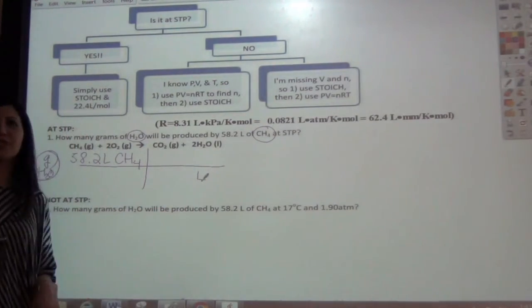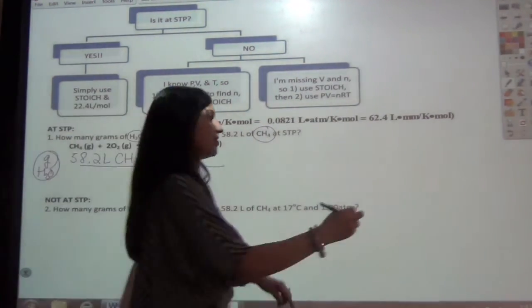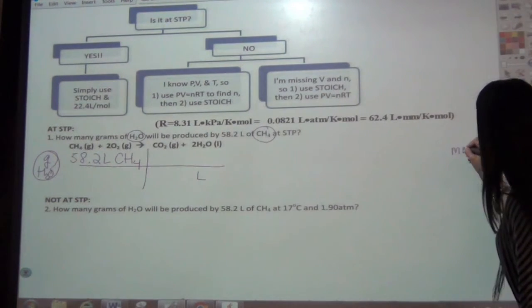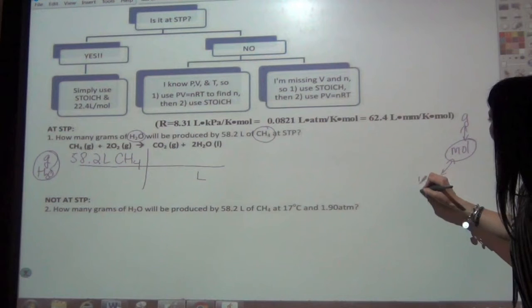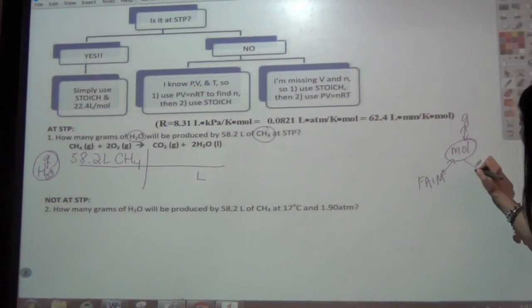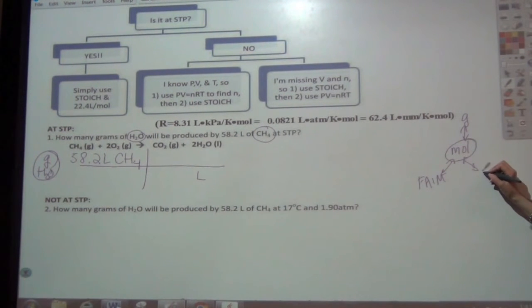Throw in a bridge, and I'm going to cross my units opposite. I've got liters. If you remember from the switch-it thing, moles were in the middle, up here we had grams, and down here we had the other. Do you remember what was down here on the right? Liters. Very good. And do you remember how many liters? 22.4, just like we said, liters in 1 mole.